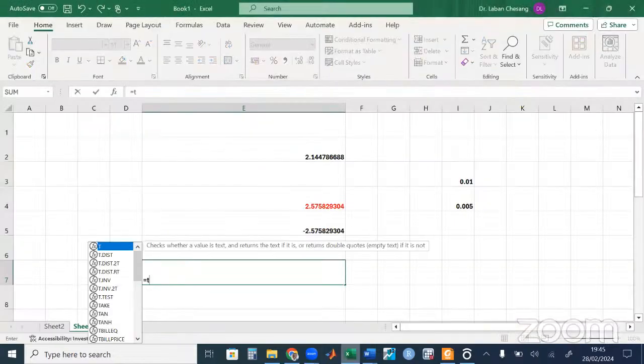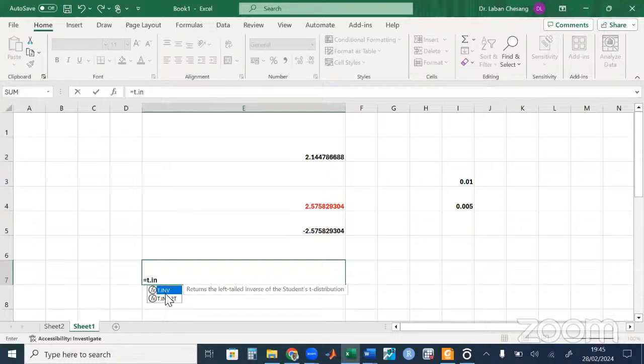Good. So it equals T dot inverse. Pick the first one there. 0.025 with 13.